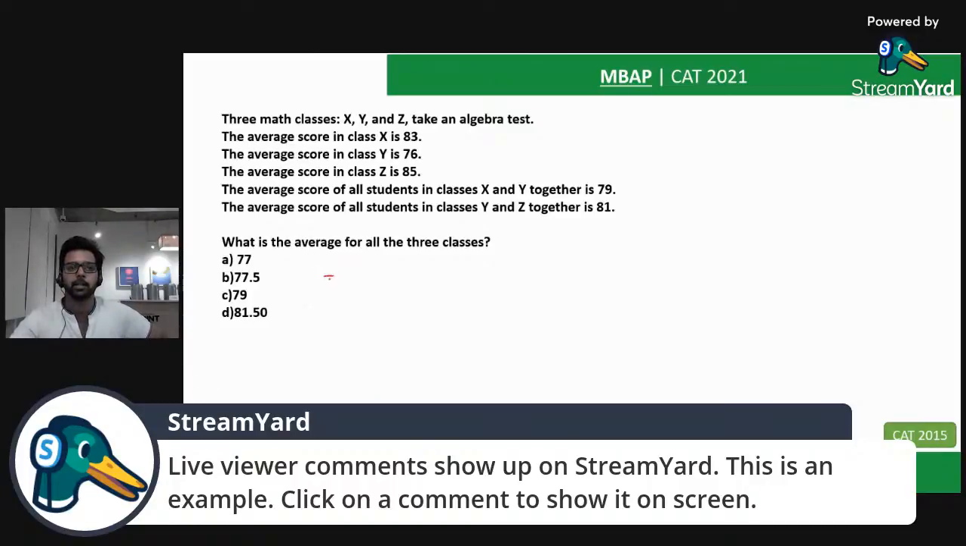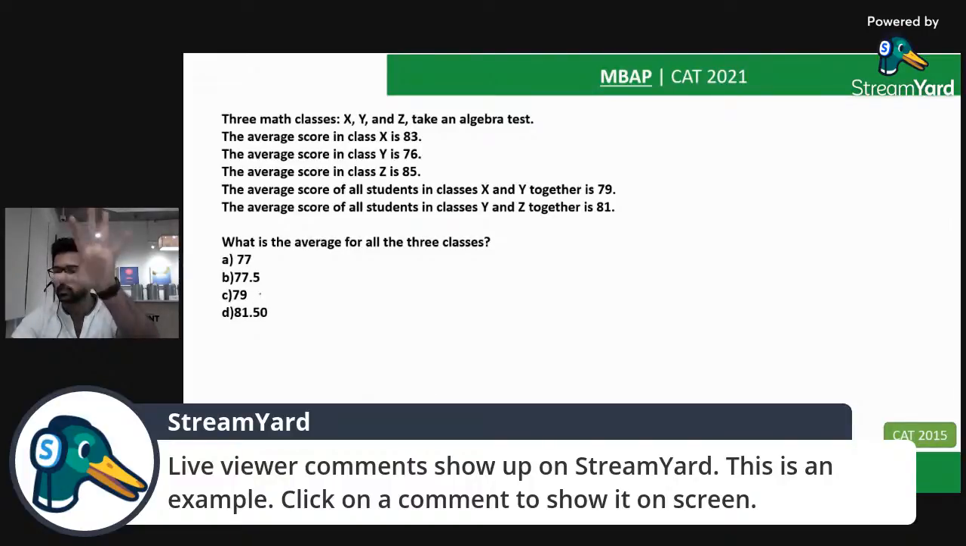It says three math classes X, Y, and Z take an algebra test. The average score of X is 83. The average of Y is 76. The average of Z is 85. The individual averages of the classes have been given to you: 83, 76, and 85. When X and Y are combined, the average is 79. When Y and Z are combined, the average becomes 81. Clear? The question is, what is the average of all three classes together?